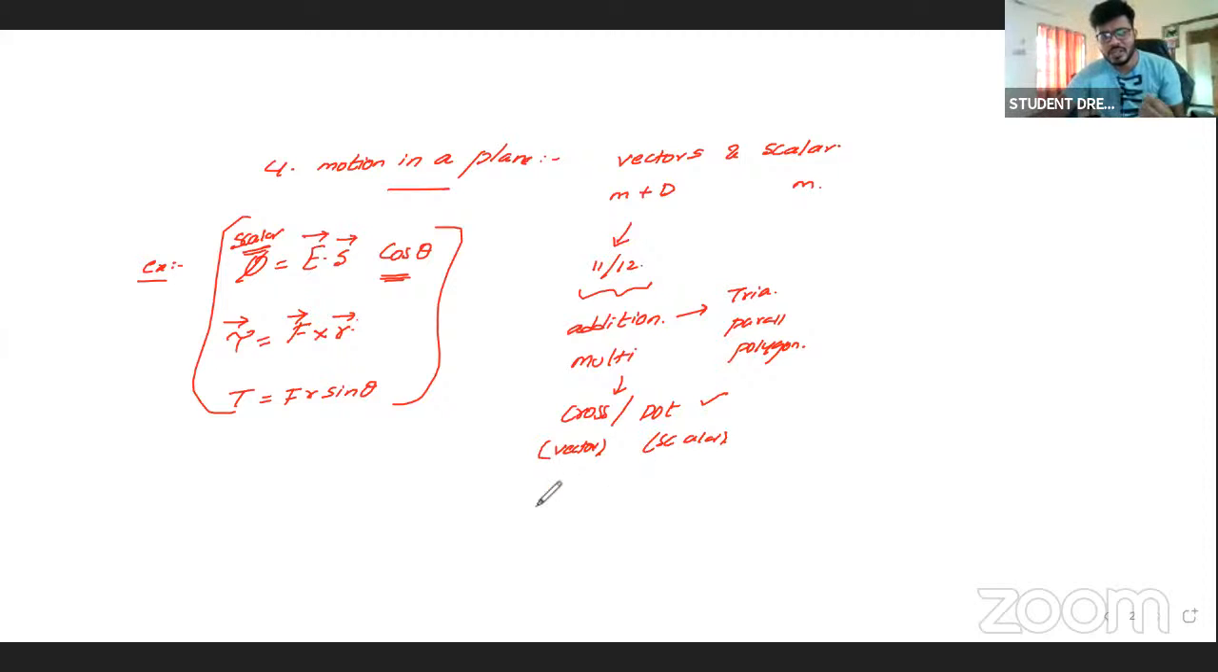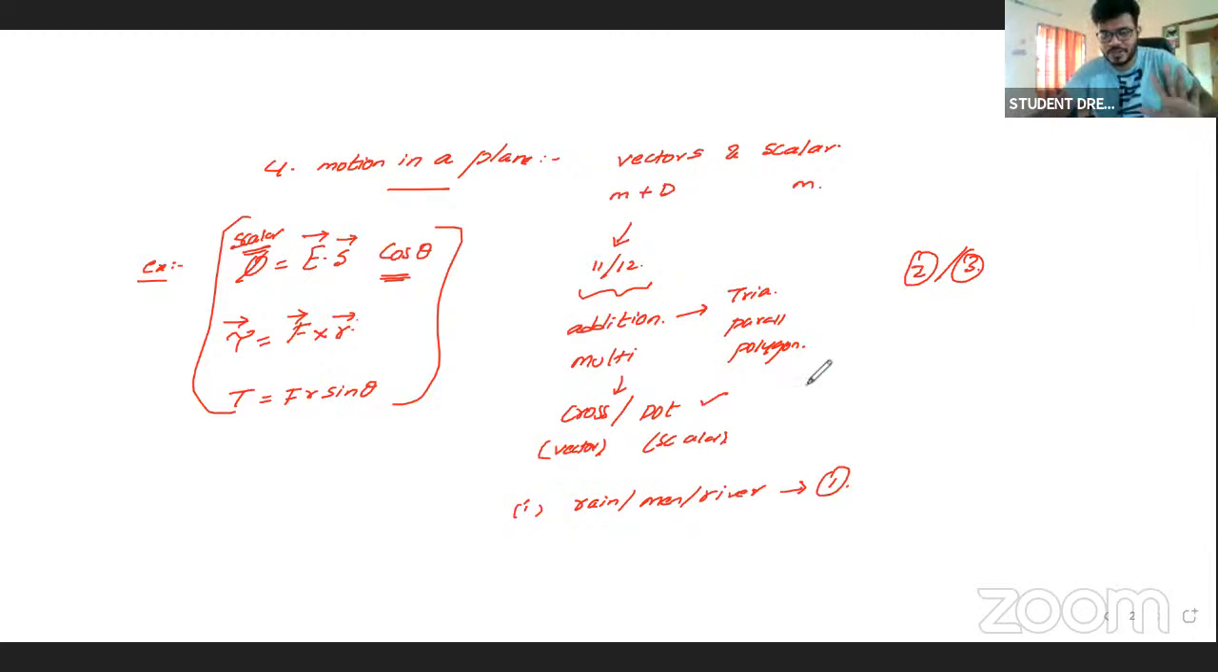Apart from that, there is one concept called relative motion: rain, man, river. There are so many questions based on this. See, one compulsory question is likely to come. Motion in a straight line and motion in a plane, combining both, we can expect 2 to 3 questions. Motion in a straight line is very easy, the easiest chapter. Motion in a plane will be tricky and is an important chapter.